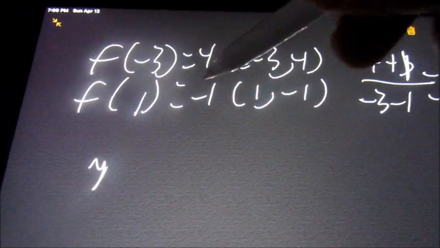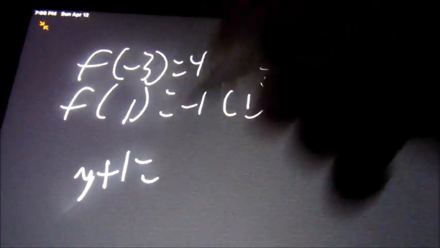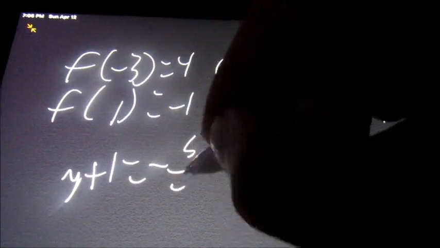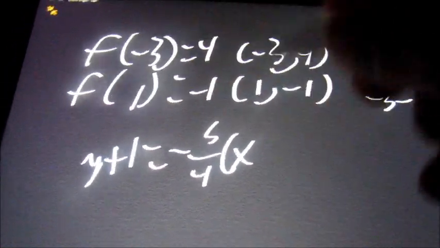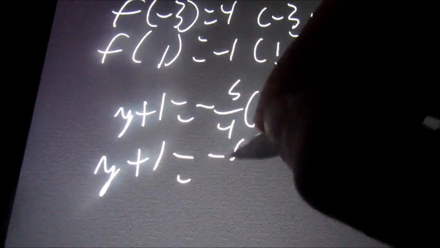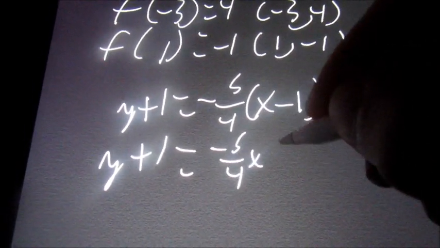So I'm going to say y minus whatever the y is, but it's a -1, so it's going to be y plus 1, equals -5 over 4 times (x minus 1). Now I need to distribute the -5 over 4. Y plus 1 equals -5 over 4x, and becomes plus 5 over 4.